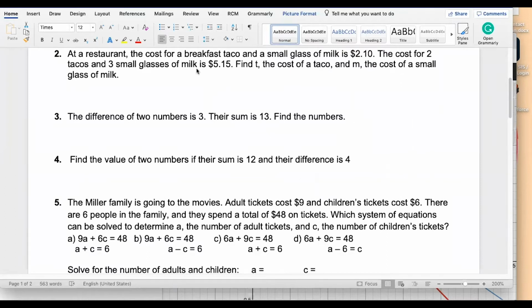So let me repeat the question. So the question is, the difference of two numbers is 3. The sum is 13. Find the numbers. All right, thank you so much.